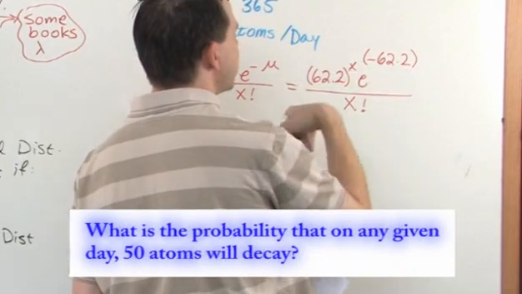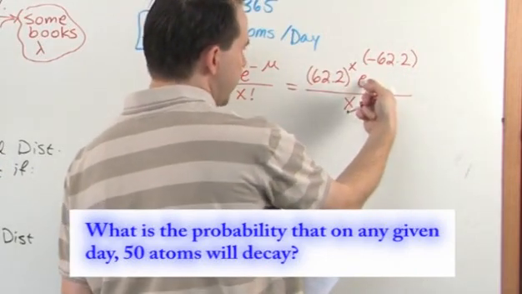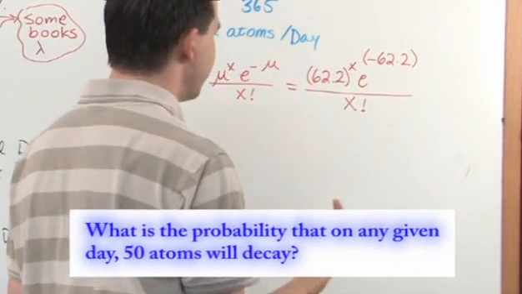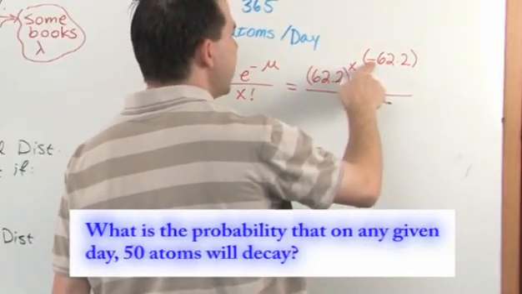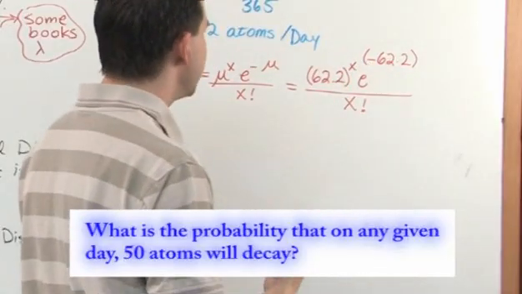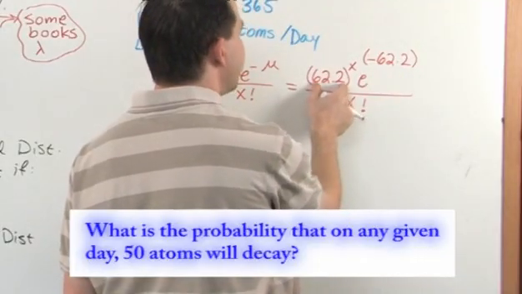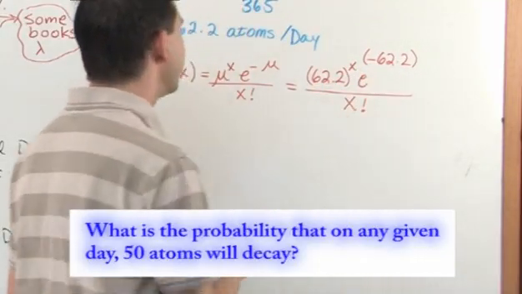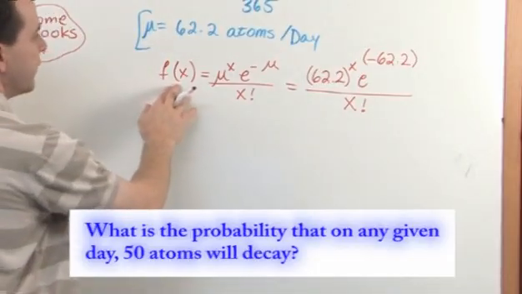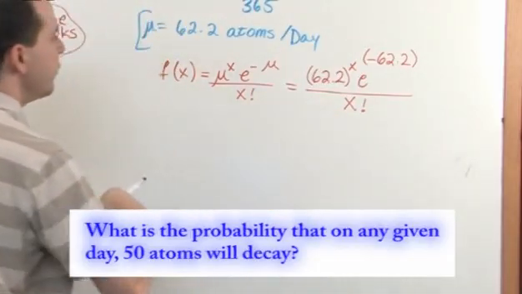You could put it in your calculator and hit e, which is, by the way, about 2.7. It's just a number, 2.7, raised to the negative 62.2. You're going to get a number. And that's going to be a number. And then over here is going to be 62.2 raised to the power of x, and this is x factorial. So I could use this Poisson distribution to find the answer to a whole bunch of problems.